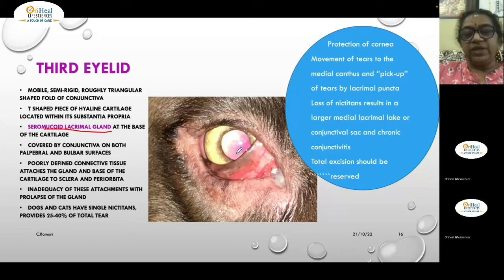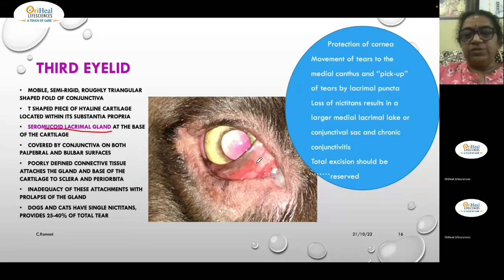I have told you that there is a retractor oculi muscle, so the eyeball will be retracted back. During this process, what happens? There will be extrusion of the third eyelid more towards the cornea. Also, it helps in the movement of the tears down into the upper punctum and a lower punctum.